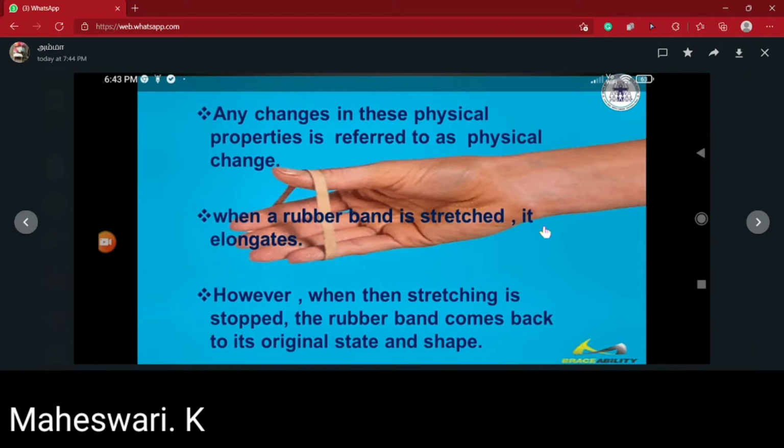Next, what are the characteristics of physical change? Any change in the physical properties is referred to as physical change. When a rubber band is stretched, it enlarges. However, when the stretching is stopped, the rubber band comes back to its original state and shape. This is a characteristic of physical change.